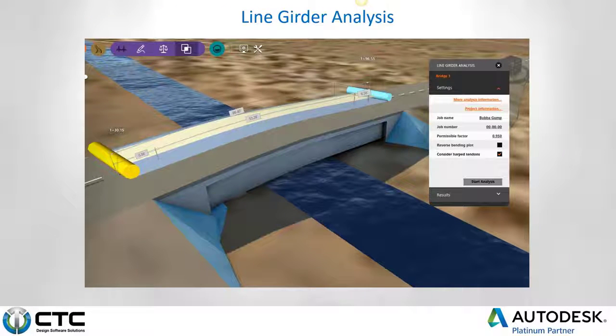Line girder analysis. When I drop in a bridge, if I click on the girder, I'll have the ability to invoke the line girder analysis, give it a job name, give it a job number, permissible factor, reverse bending plot, consider, and I can actually start that analysis. And there, I can actually look, hey, is this going to be sufficient?